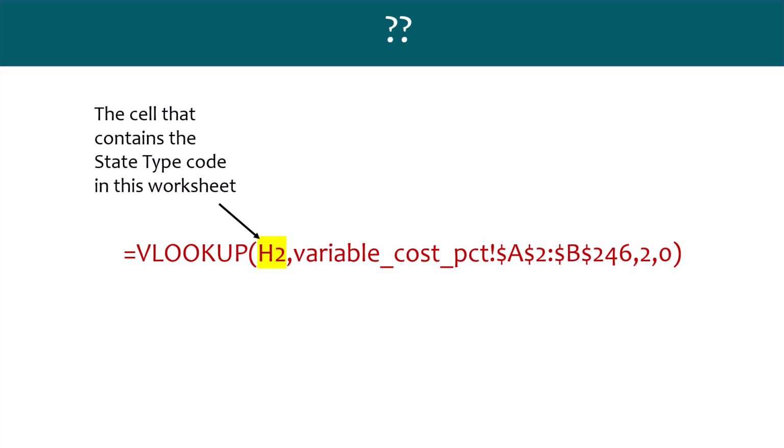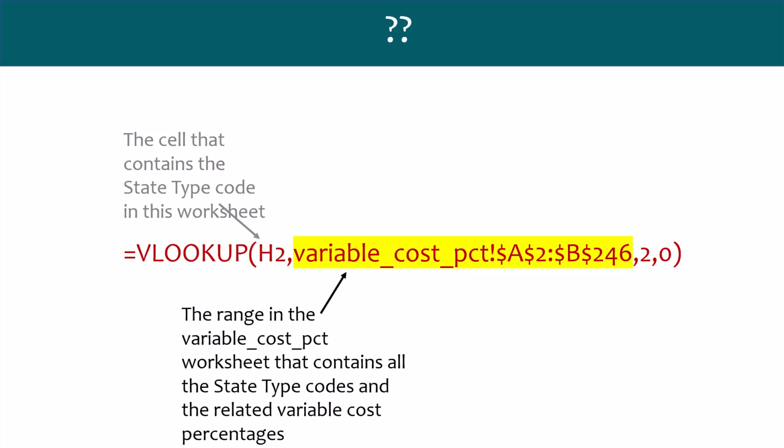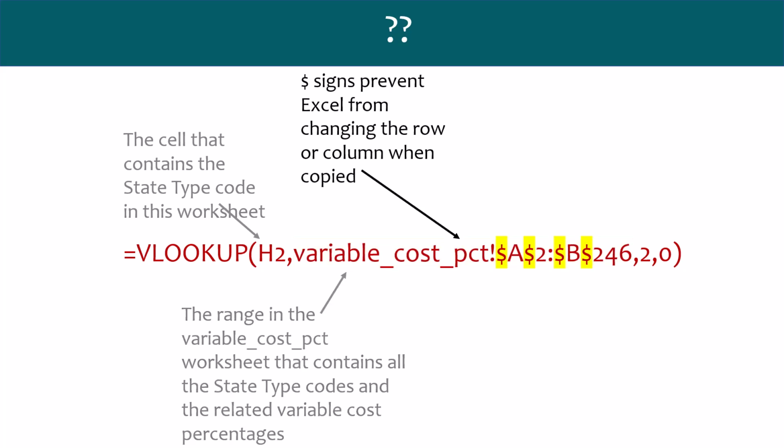After typing in the function equals VLOOKUP, the next part of the formula is a cell reference to the cell that contains the state type code in the dataset worksheet, which is cell H2. Next, we reference the range of cells in the variable cost percent worksheet that contains all of the state type codes and the related variable cost percentages. Notice that we have to insert dollar signs in front of the row and column references in the range. Those dollar signs prevent Excel from changing the row or column when the formula is copied.